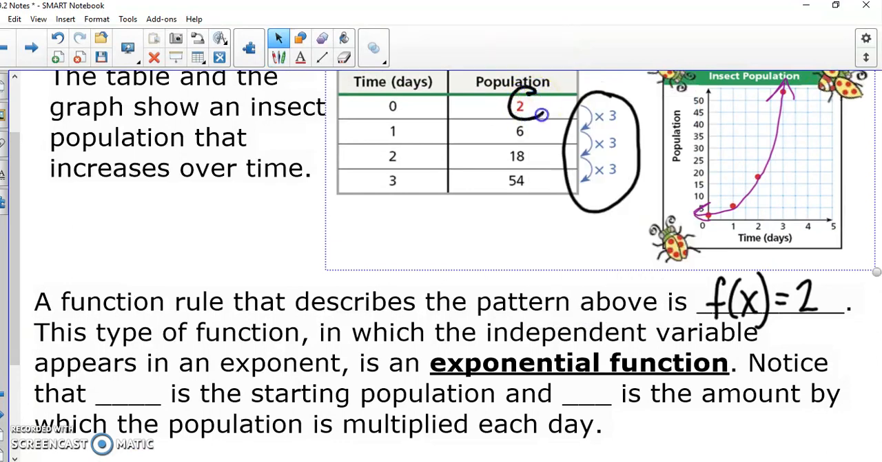And then this 3 goes next, because that's what it's increasing by each time. That's our common ratio. And then it's to the power of x, however many times, or however many days, you're going to do that in this example. So again, it starts with 2, and increases by a common ratio of times 3 each time.